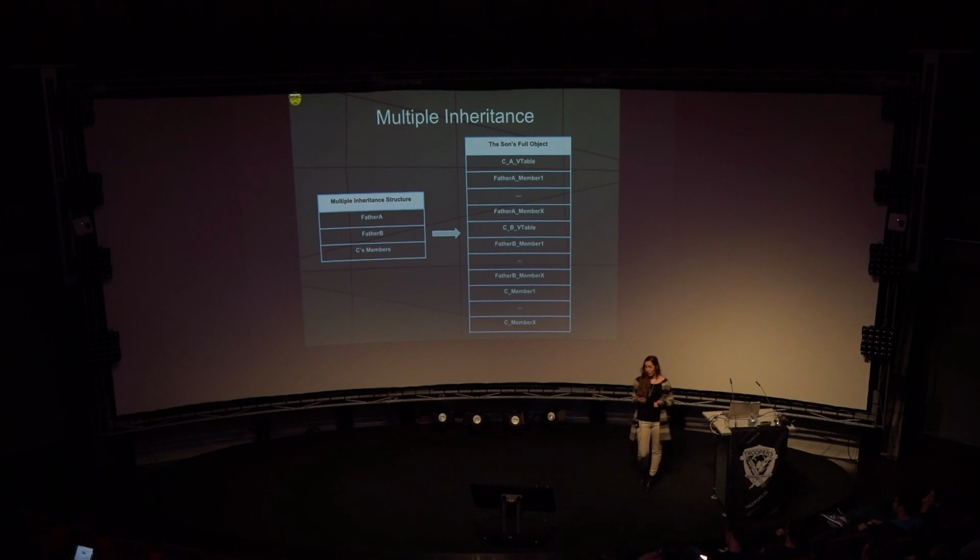The second thing we are going to have is the Vtable for C if it only inherits from B. And then we have all the B members. And the third part is the C members. Because C is also an object, it has its own members, then we have all the members that C has.